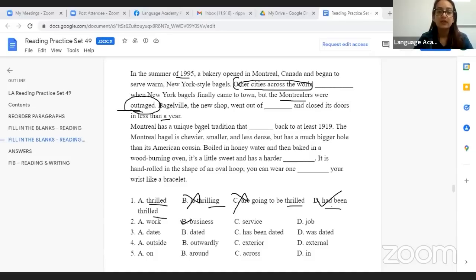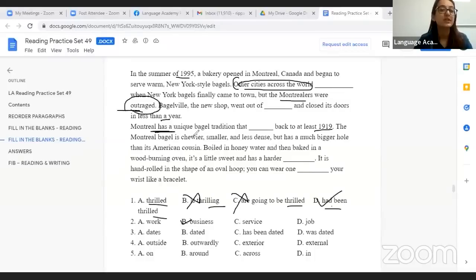Montreal has a unique bagel tradition that dash back to at least 1919. We always use the word dates back in present tense. Even if it is something in 1920 or 18, it will always be present tense: dates back. It can never be past tense. So you never select dated back, especially when your sentence starts with present tense.